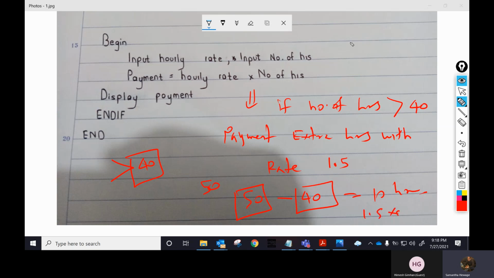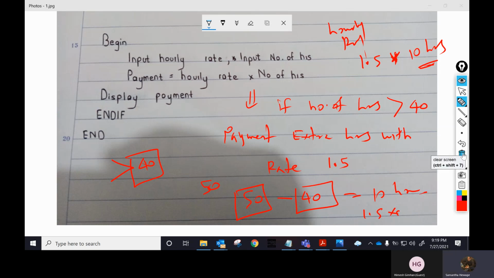So then the payment would be for the extra hours, right? Hourly rate would be 1.5 into extra hours. What? 10 hours. Right? That's how you have to calculate.